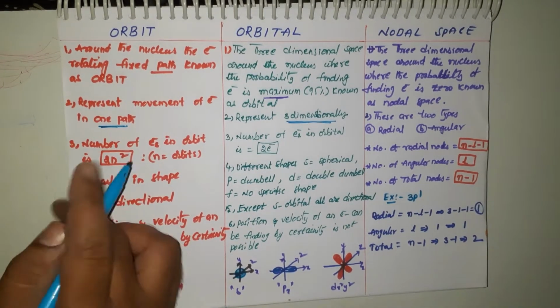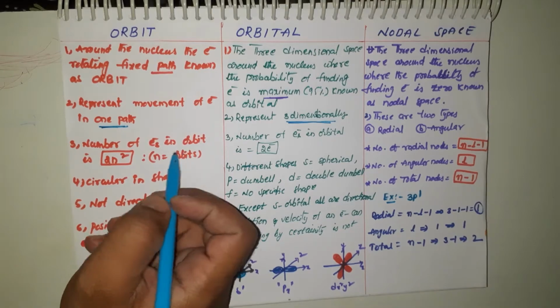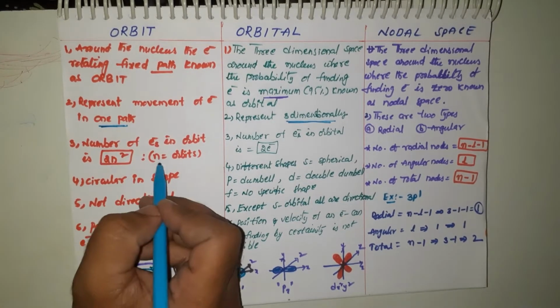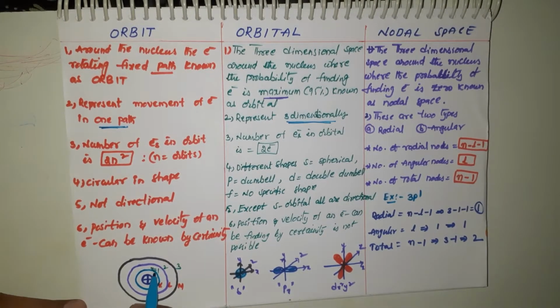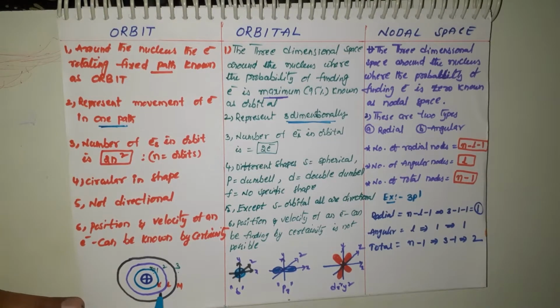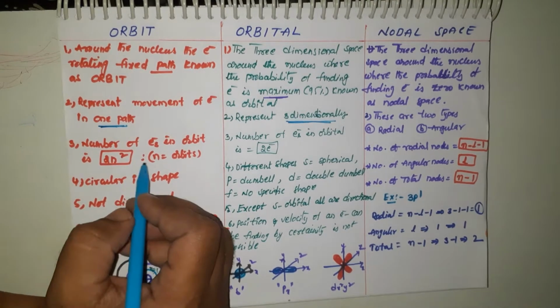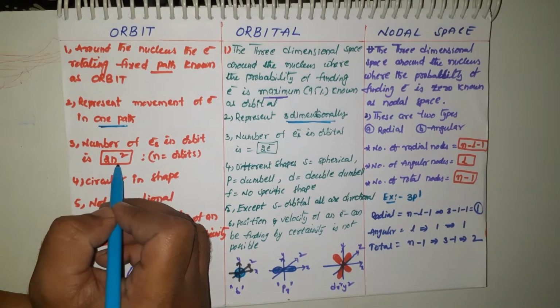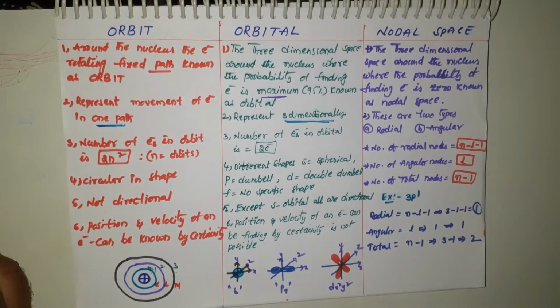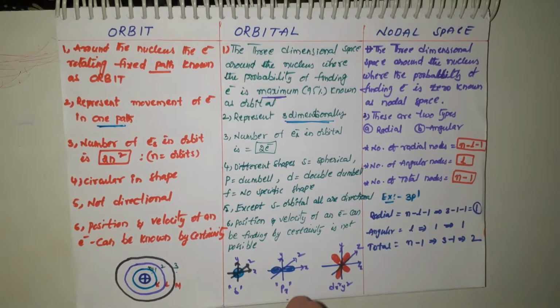Okay, next. The number of electrons found in an orbit is 2n square. n is equal to the orbit number, n equal to 1, 2, 3 or K, L, M. Like that, for n equal to 1, 2n square gives 2 electrons. Like that, the 2n square formula is useful for finding the number of electrons in orbits: first orbit, second orbit, third orbit, like that.